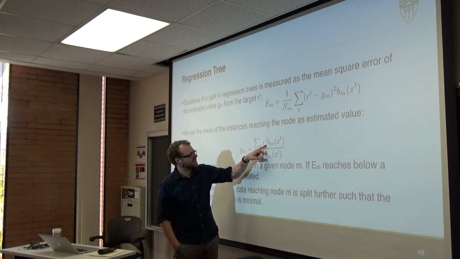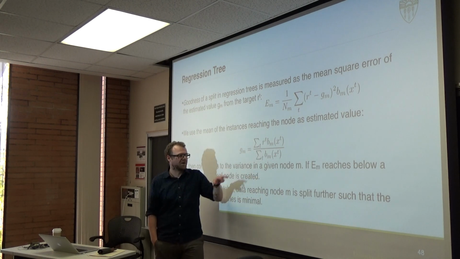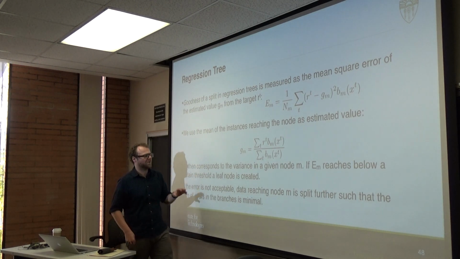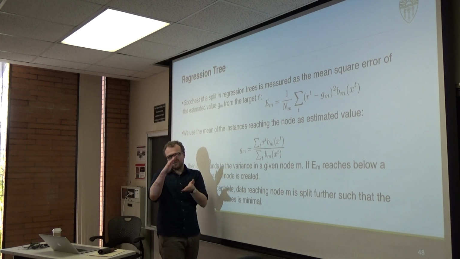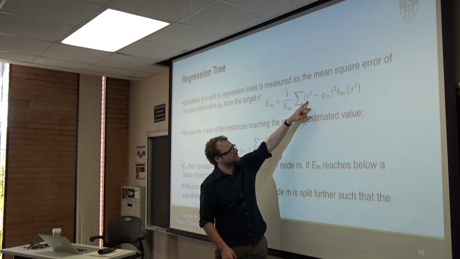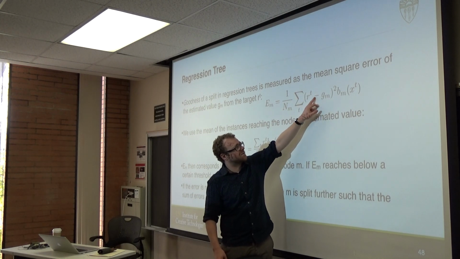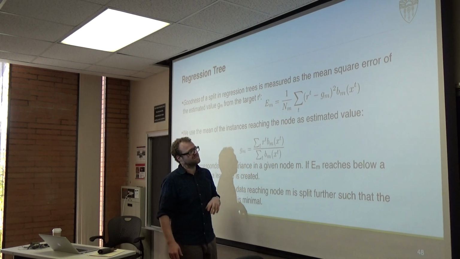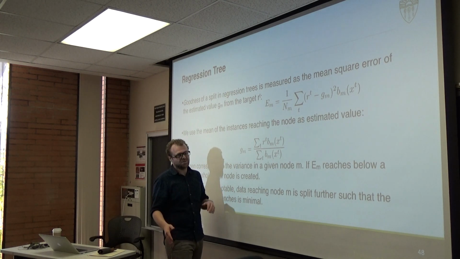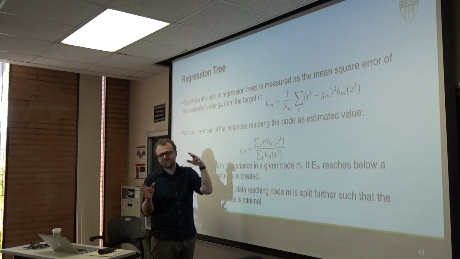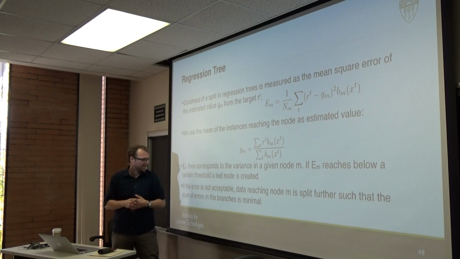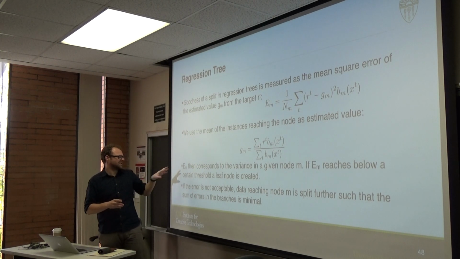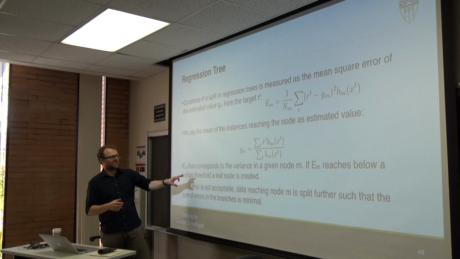So we calculate the regression value with these index variables, whether it's there or not, and divide by the number of items. That's the mean value for all the values in that node. We then calculate the variance of these values towards the mean value. If they're far apart, this value is high, so that's a bad split, and if they're close to each other, that value is low, that's a good split. Then E_m corresponds to the variance in a given node, and if it reaches below a threshold, then we can stop.